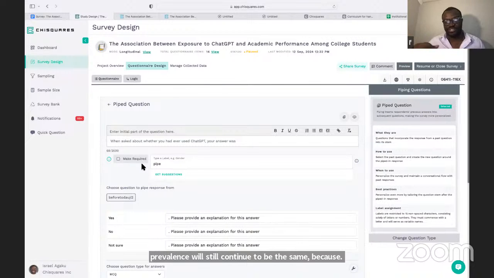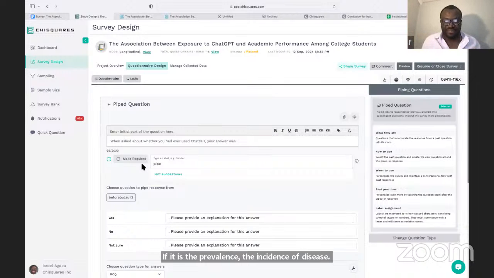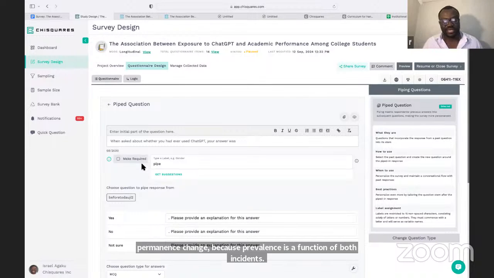So if we reduce the incidence of a disease, the prevalence changes. If we reduce the duration of a disease, the prevalence changes, because prevalence is a function of both the incidence and the duration of the condition. I hope that is clear.